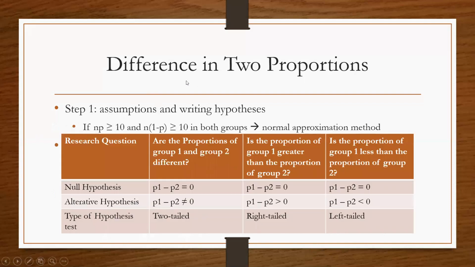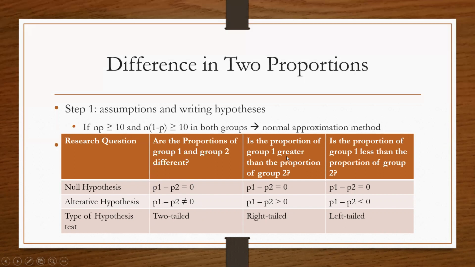So for the first part, basically checking the assumptions and writing hypotheses. These are your assumptions that, you know, if the sample size times p is greater than or equal to 10, stuff that we just covered a little bit before, normal approximation. And so these are the different ways the hypotheses could be presented to you. So if it just says, are the proportions different, then the null is going to say they're not. The alternative is going to say that they're just different, and it's going to be two-tailed.